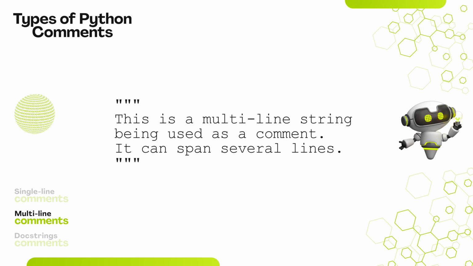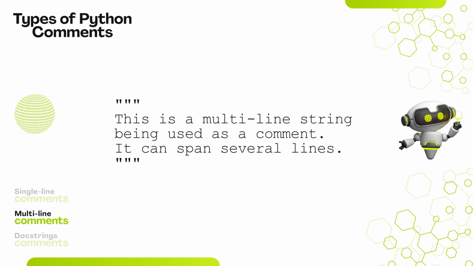Now, the second way uses something called a multi-line string. Let me explain what's really going on here. Those 3 quotation marks create what Python calls a string literal. Normally, strings in Python use single quotes like this or double quotes like this. But when you use 3 quotes in a row, either 3 single quotes or 3 double quotes, Python allows that string to span multiple lines.